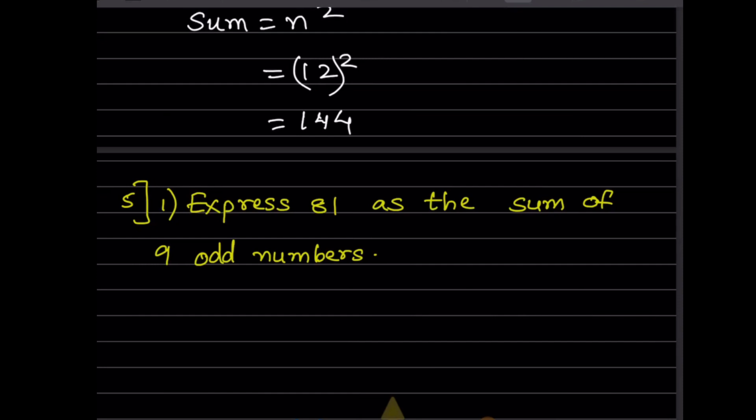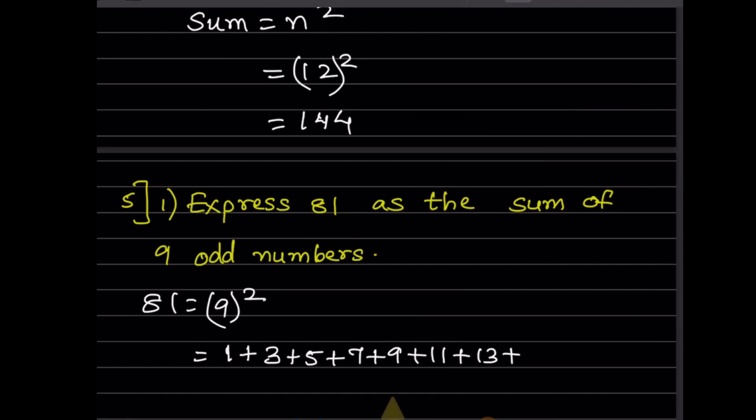Now express 81 as the sum of 9 odd numbers. So 9 odd numbers means you can write 81 as 9 square. We want 9 odd numbers: 1 plus 3 plus 5 plus 7 plus 9 plus 11 plus 13 plus 15 plus 17. You can count the numbers and see: 1, 2, 3, 4, 5, 6, 7, 8, 9. So this is the answer.